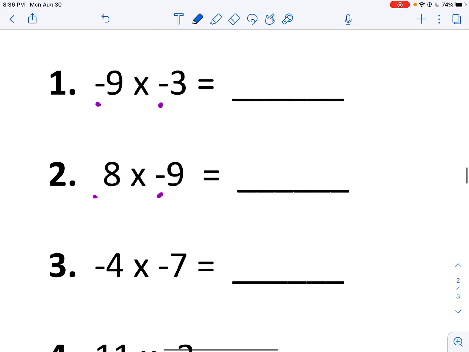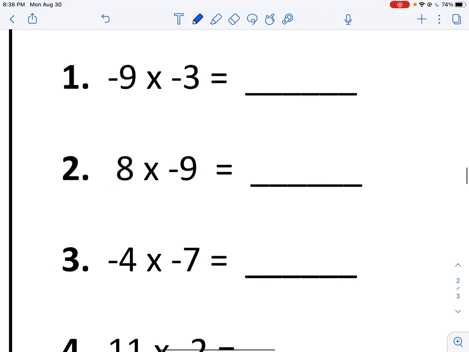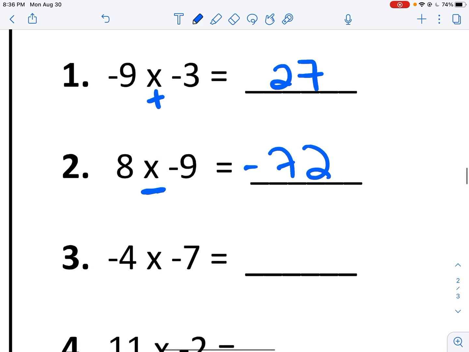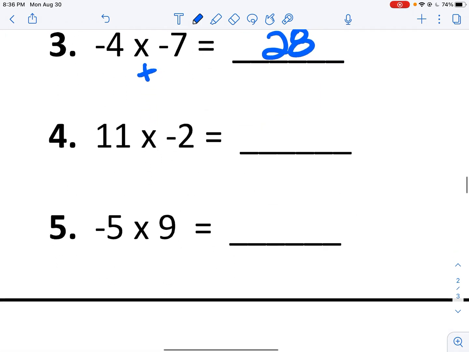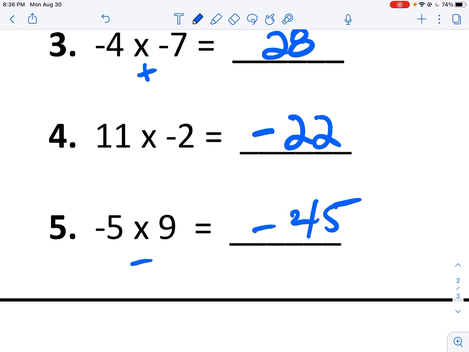Okay? So the signs are the same here. The signs are the same, so it comes out to positive. So then you would get 27. The signs are opposite, so you would get negative. So you would get a negative 72. The signs are the same, so you'd get a positive 28. The signs are opposite, so you would get a negative 22. Signs are opposite, so you get a negative 45.